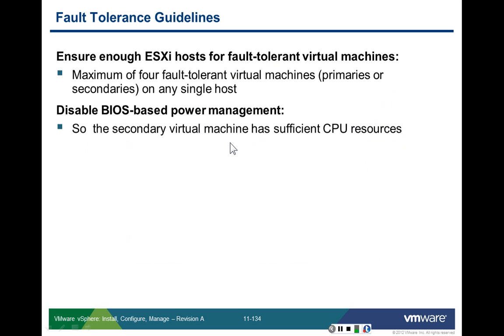Fault tolerance guidelines ensure that there are enough ESXi hosts for fault tolerant virtual machines. You have a maximum of 4 fault tolerant virtual machines for any single ESXi host. So if you want to have 5 fault tolerant virtual machines, you'll have to get an additional ESXi host. Also, disable BIOS-based power management so the secondary virtual machines will have sufficient CPU resources.